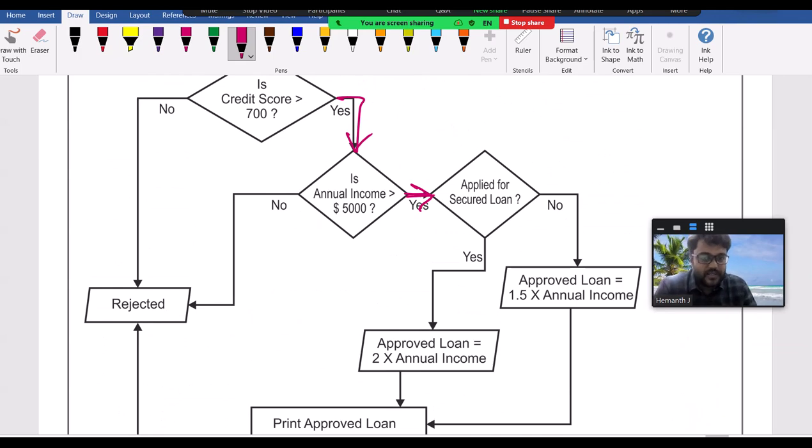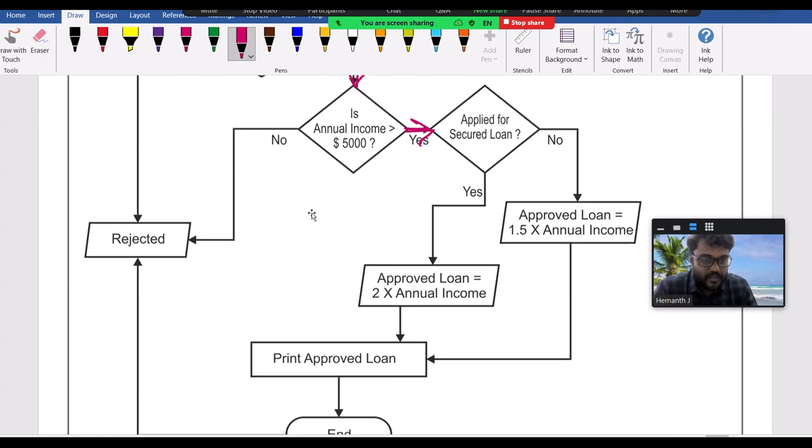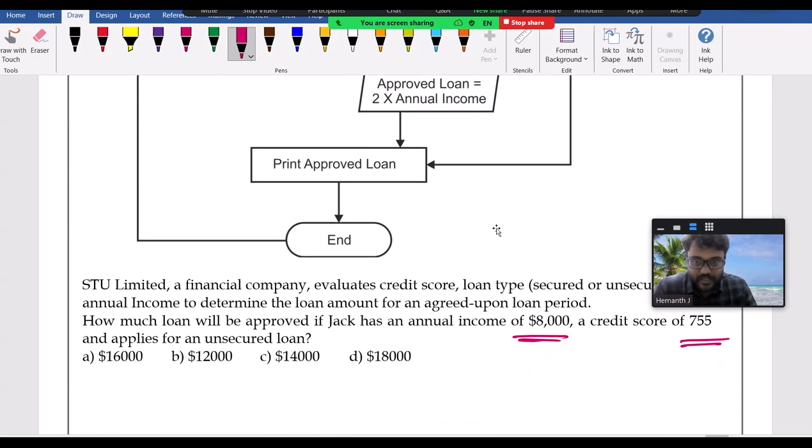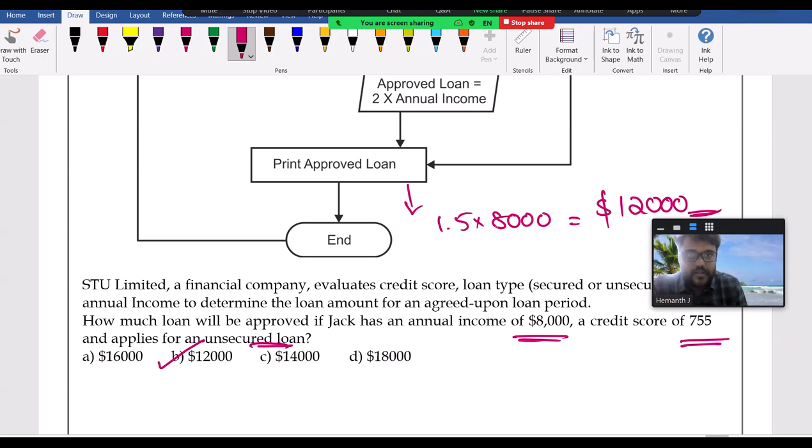Whether applied for a secured loan, yes means then 2 times of annual income, no means 1.5 times of that. So I have to check. Okay, he applied for an unsecured loan, then loan approved is 1.5 times of annual income, which is nothing but half extra, $12,000. Right, so see, flowchart first condition, get the data, keep going, keep going. Don't waste time. Right.